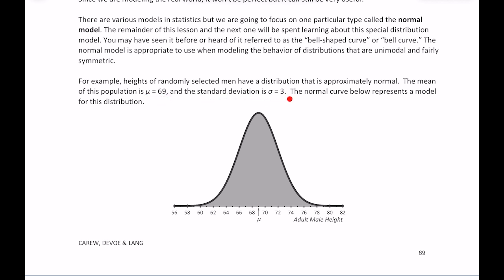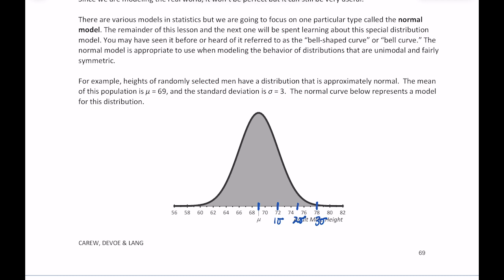And then it says the standard deviation is sigma equals 3. So if you take a look at these values, 69 falls right in the middle. That's where mu will always go. And then 69 plus 3 gives me 72. That tells me that's one standard deviation above the mean. 72 plus 3 gives me 75. That tells me that that is 2 standard deviations above the mean. And 75 plus 3 is 78, which is 3 standard deviations above the mean.